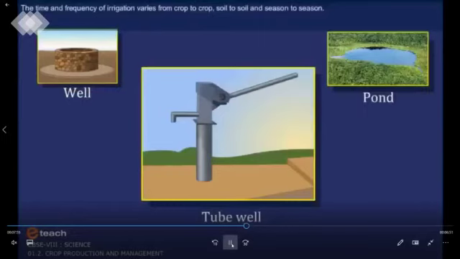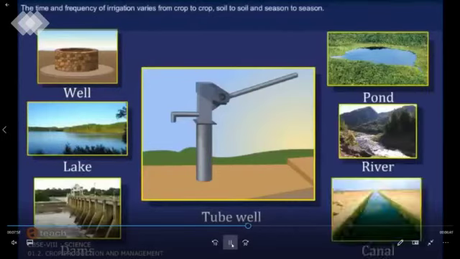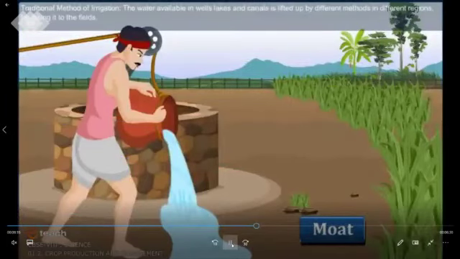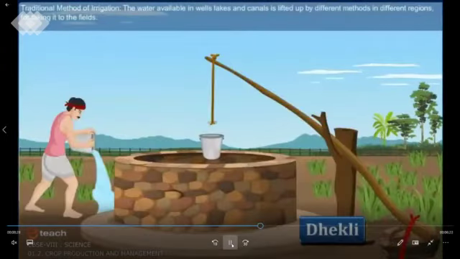These are the natural sources of water. They are well, lake, dams, tube wells, ponds, rivers, and canals. In olden tradition, the farmer used to pull out the water from the natural sources of water and supply it to the agricultural lands. We already discussed in detail the Rahat system, pulley system, and Dakely system. In this, the farmer is pulling out the water from the natural sources and watering the agricultural land.